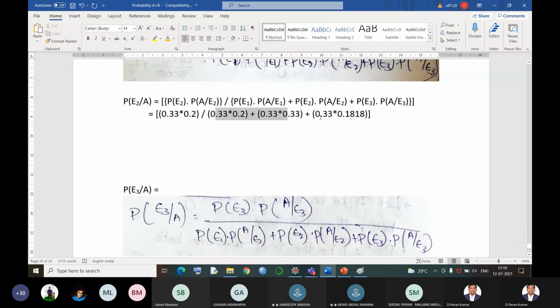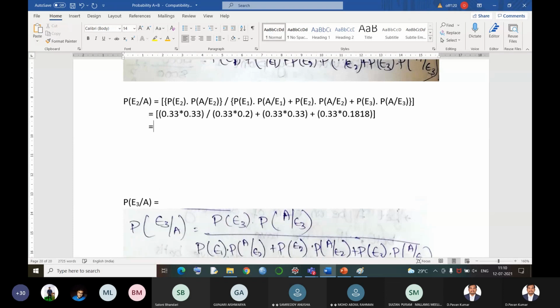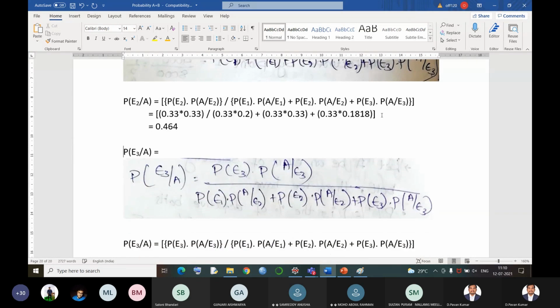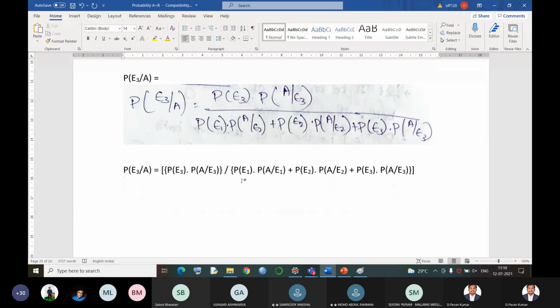Now the denominator values will never change, because the total number of exhaustive cases will never change; only the numerator value keeps changing. So this 0.2 will become 0.33. That is how, after calculating, we get 0.464. That means the probability of getting one white and one red ball from bag 2 is 46.4%.